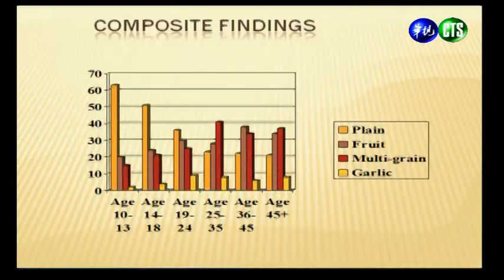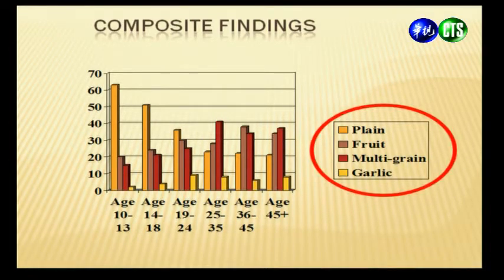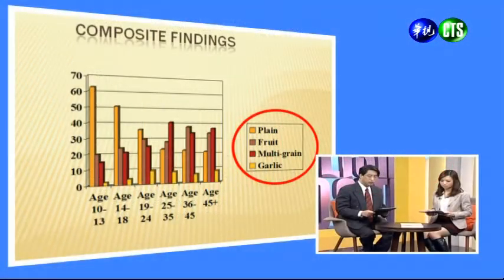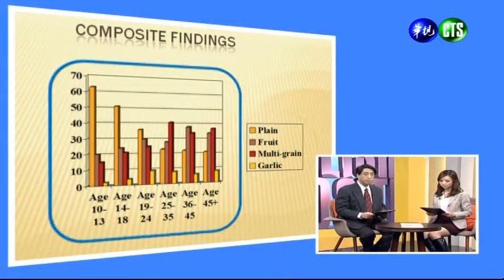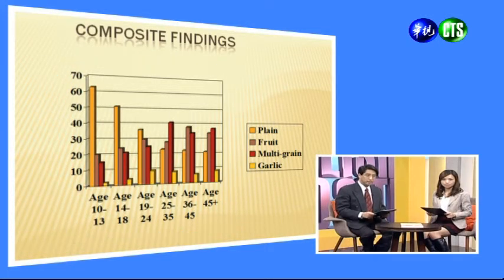You can see that there are four kinds of bagels. And the information about each type of bagel is divided by age range, which is listed along the horizontal axis or along the bottom of the screen.